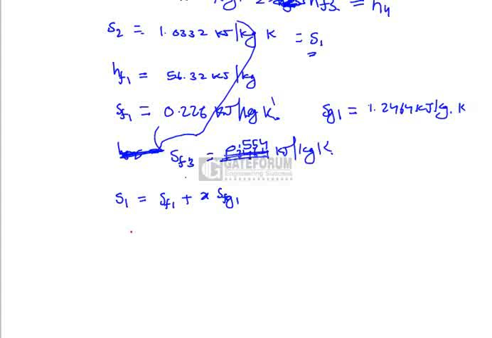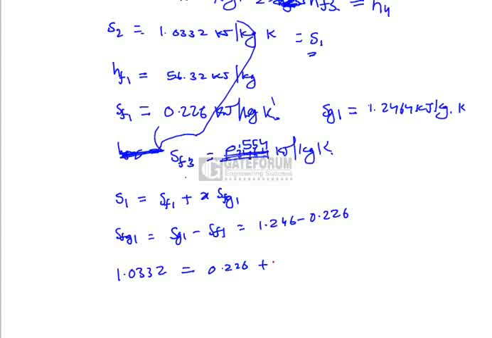Now sfg1 is equal to sg1 minus sf1, which is 1.2464 minus 0.226. So from this equation, s1 is equal to 1.0332, which is equal to sf1, 0.226, plus x into (1.246 minus 0.226). This gives the dryness fraction at point 1 as 0.791.